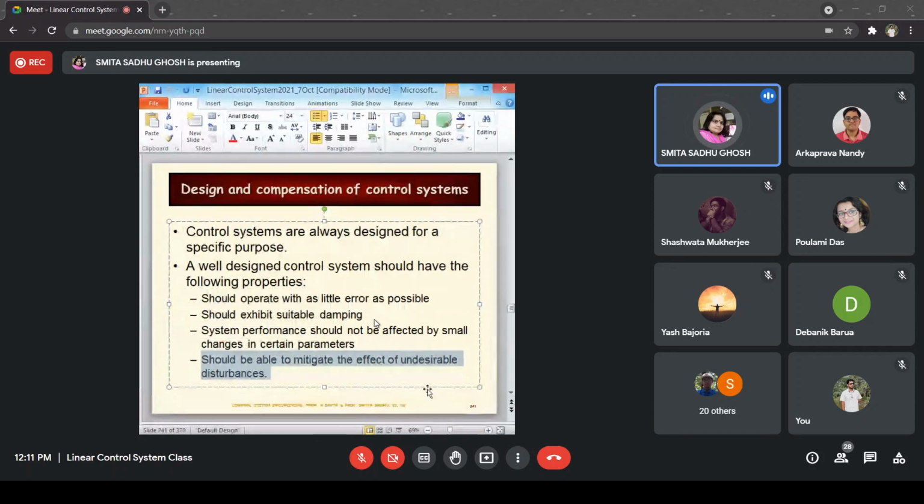So, that is a wish list. Wish list means that is what we can do. Not all systems will be having such properties, of course, that is understood.